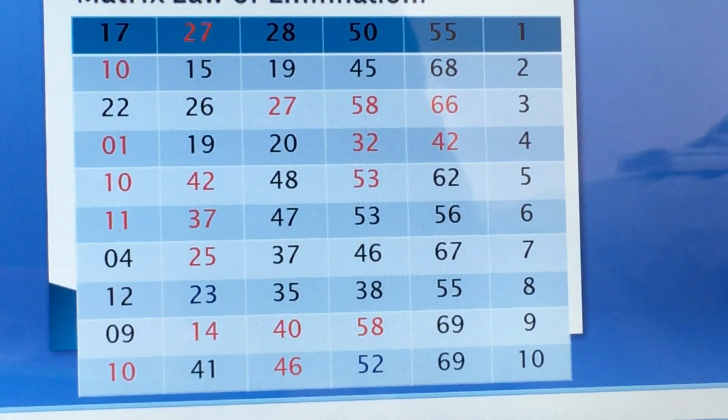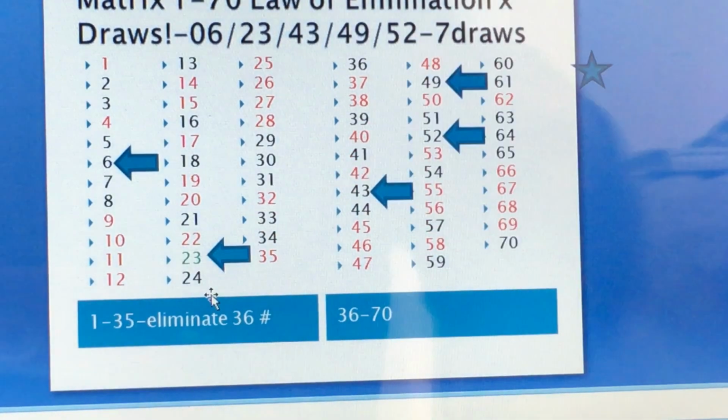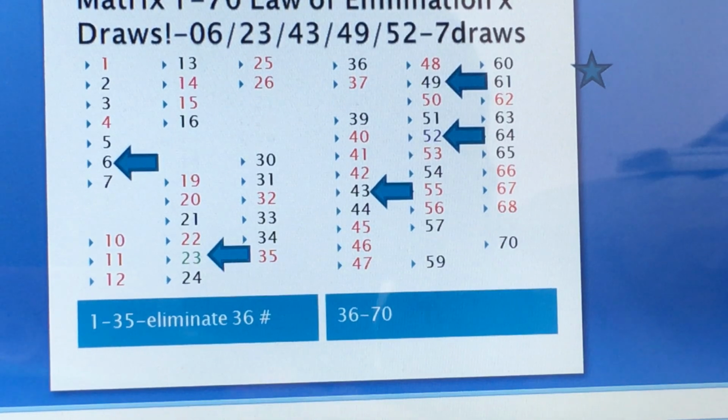So let's get an update that the law of elimination went from a full matrix of 70 numbers, eliminating 23 after the 7th draw, to use the law of elimination using the Dster matrix here.